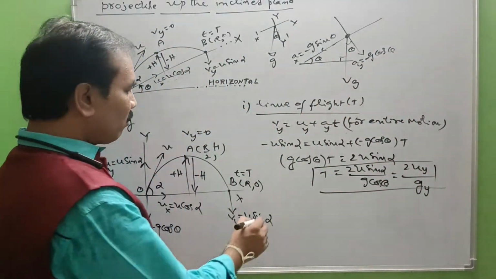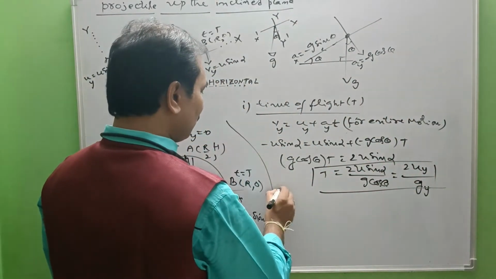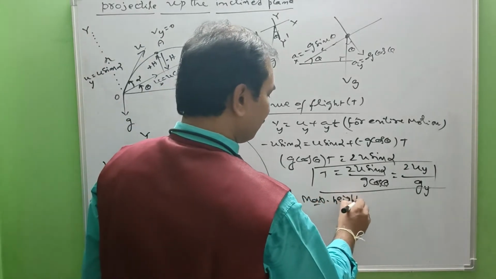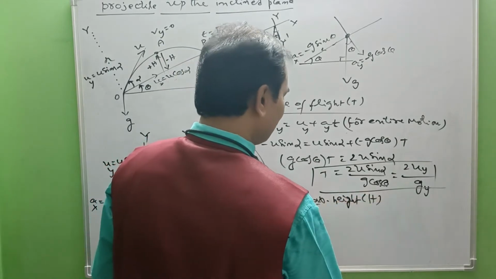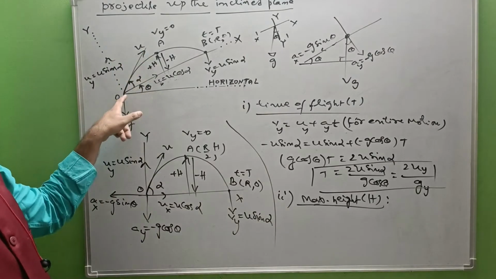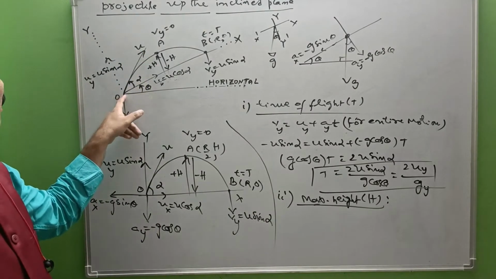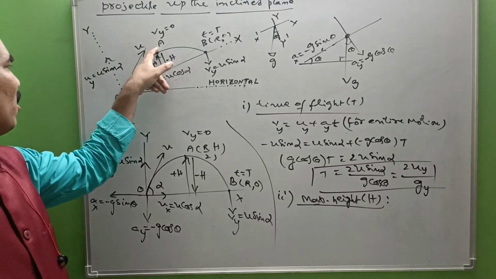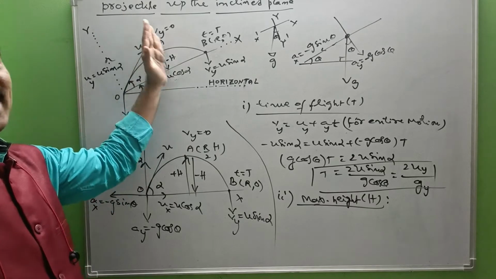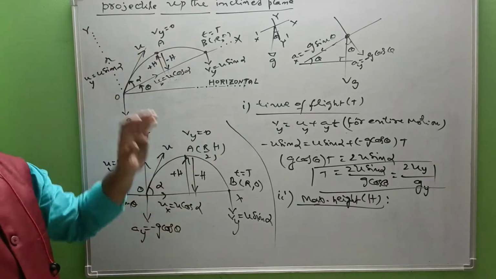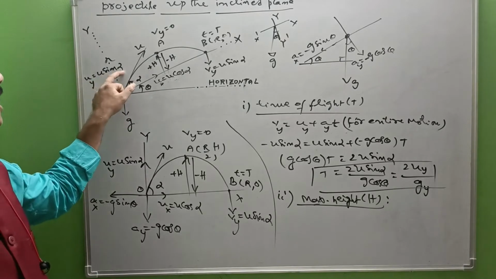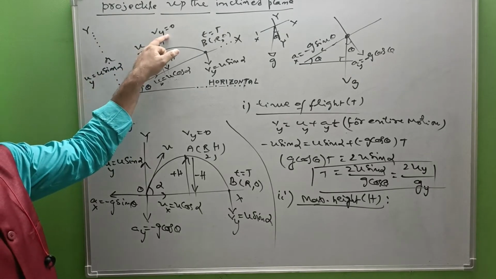Now coming to the second parameter, that is maximum height H. What is maximum height here? After projection from point O, it reaches the highest point A in its path. From the inclined plane, H becomes the maximum height during ascent from O to A. Am I right? So at point O, what is the vertical initial velocity? u sin alpha. At point A, what is the vertical final velocity? Zero.